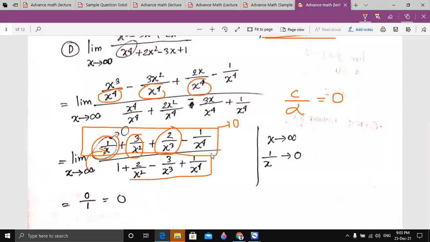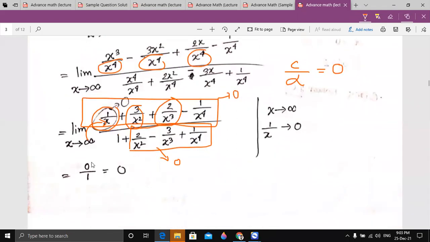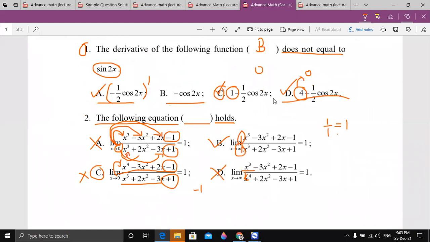And down here, this part will become also 0, right? So we get 0 by 1, that is 0. So this statement is also not correct. Okay? Yeah. B is the answer.